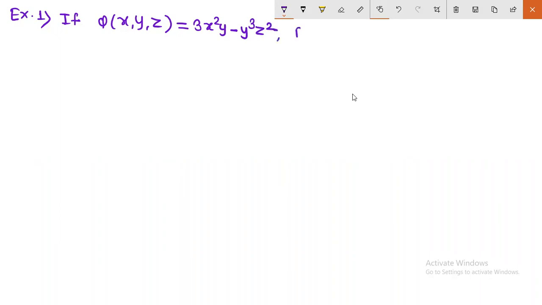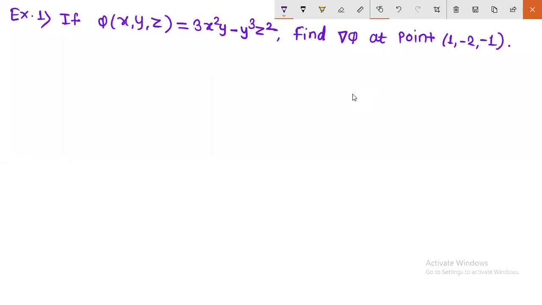So write down the first example. If phi of x, y, z is equal to 3x square y minus y cube z square, find del into phi at the point (1, -2, -1).